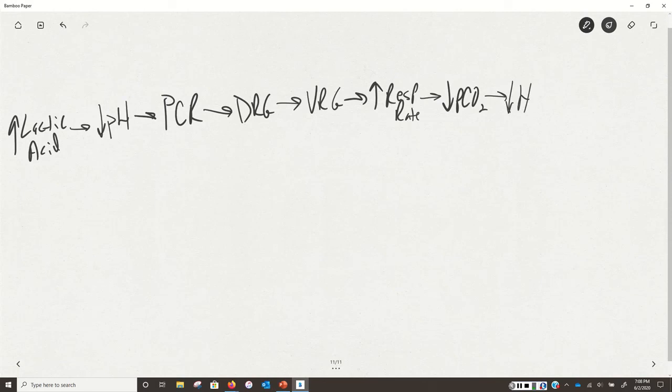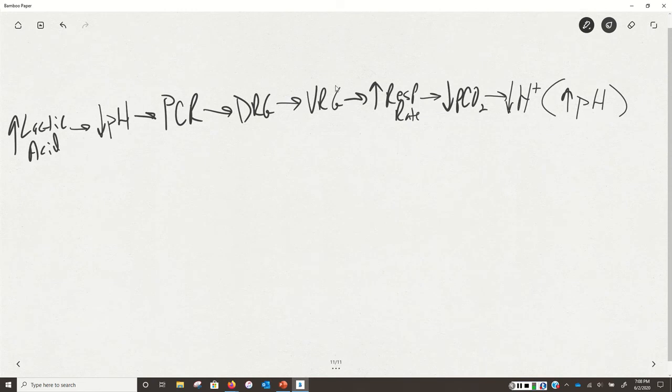It's going to go down. And when H+ goes down, what happens? pH comes back up to normal. This is how the peripheral chemoreceptors work.